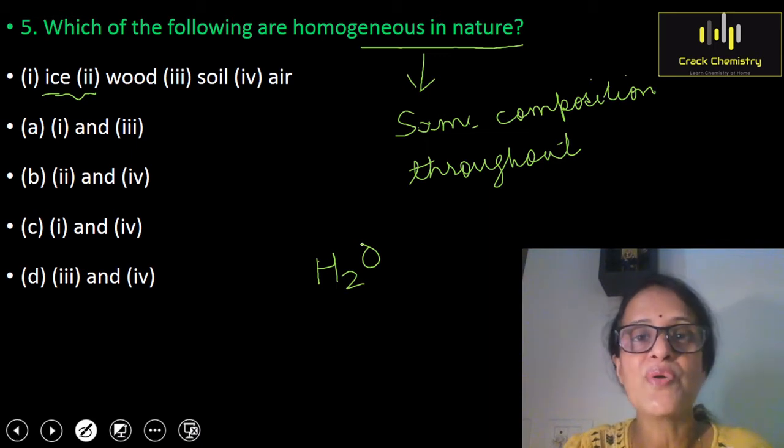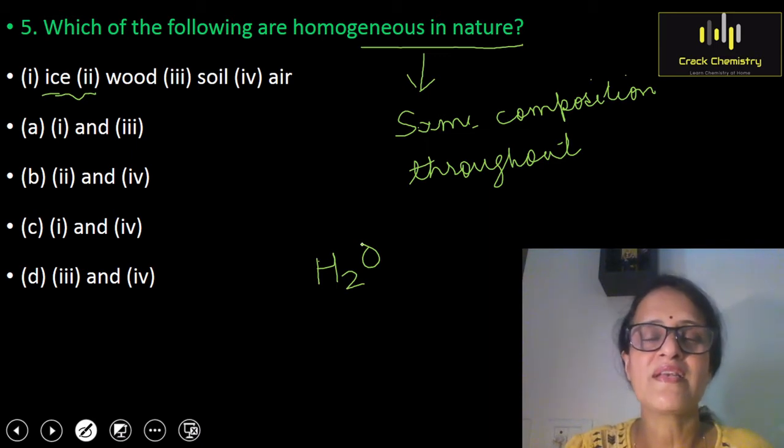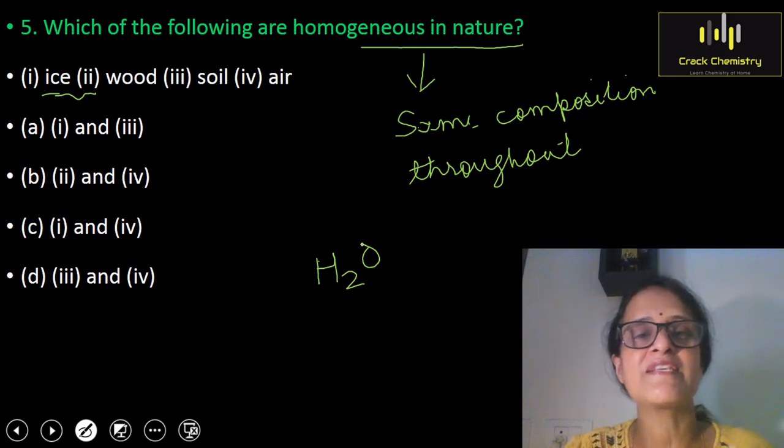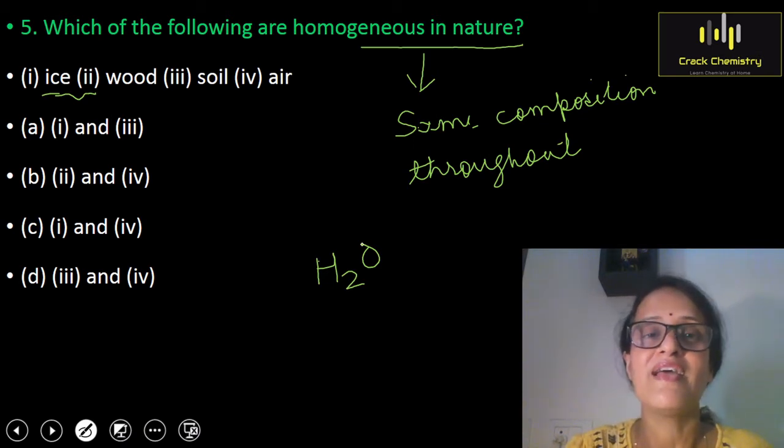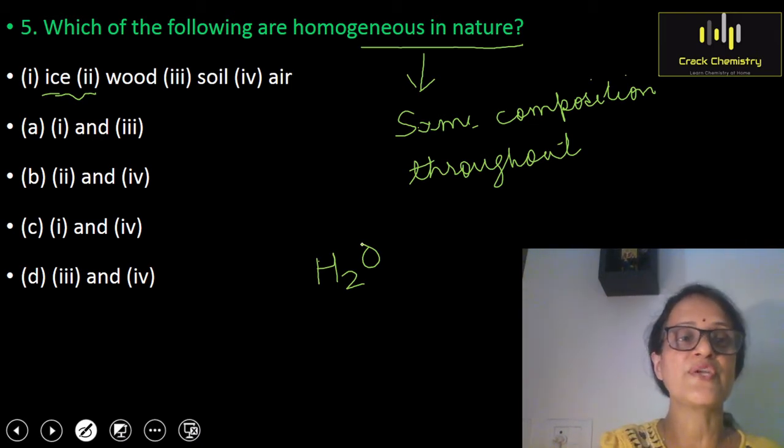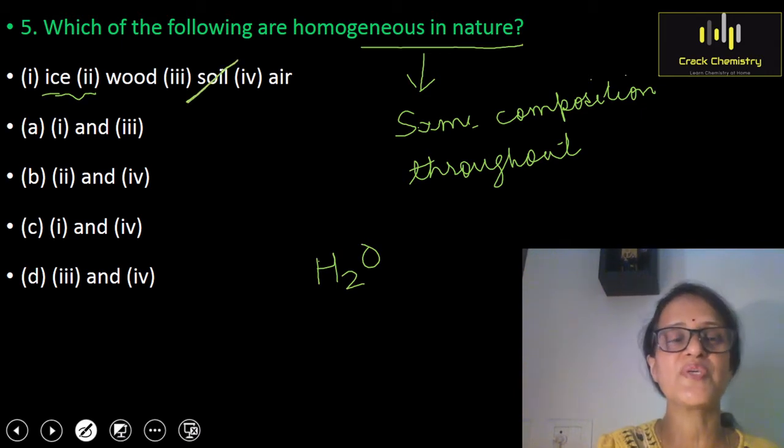Children, wood is not a homogeneous mixture because it consists of different parts and different regions. Like the outermost layer is called bark, and similarly inside we have other layers having different composition. So wood is not a homogeneous substance, it is heterogeneous in nature.